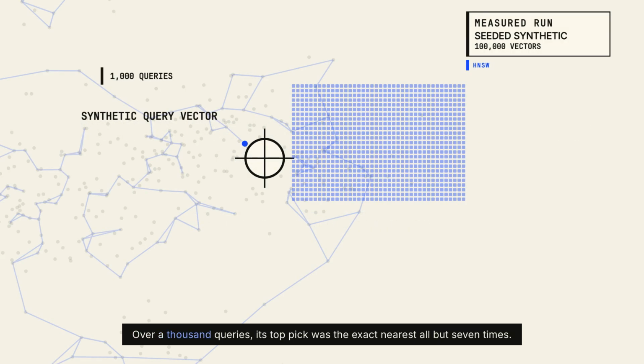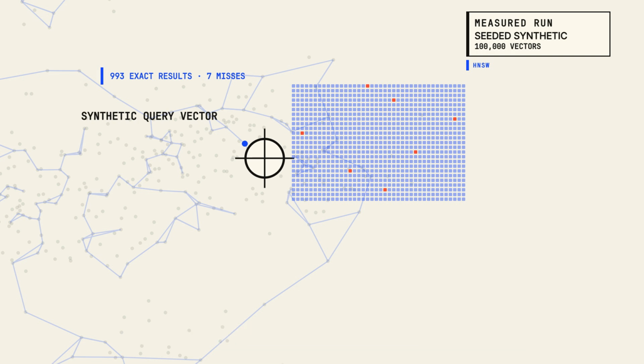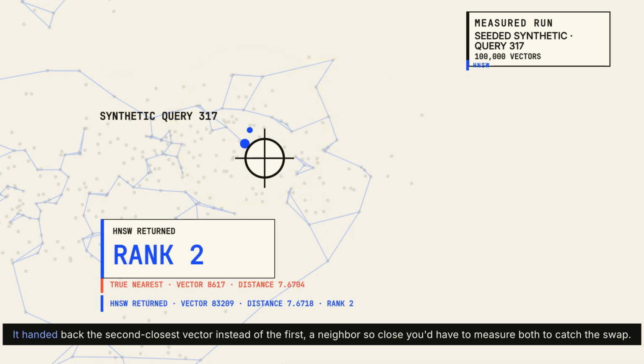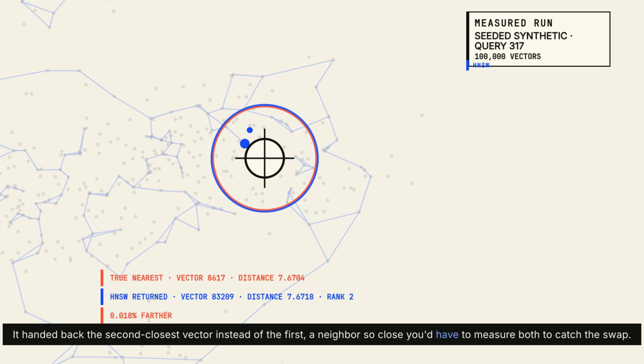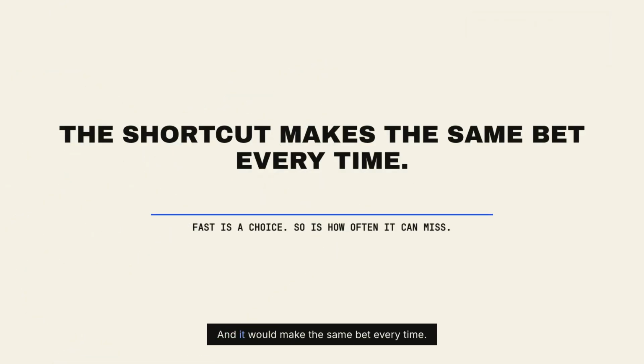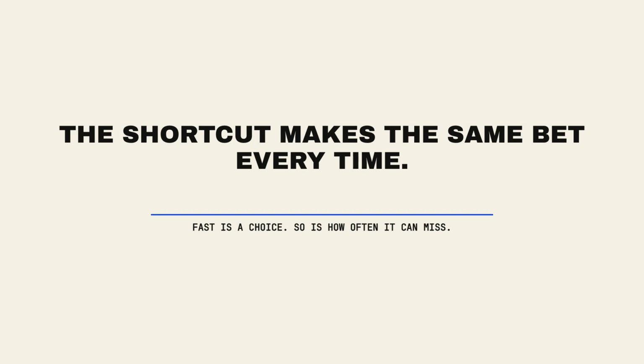Over 1,000 queries, its top pick was the exact nearest all but 7 times. On query 317, it wasn't. It handed back the second closest vector instead of the first. A neighbor so close you'd have to measure both to catch the swap. It got it wrong, and it would make the same bet every time.